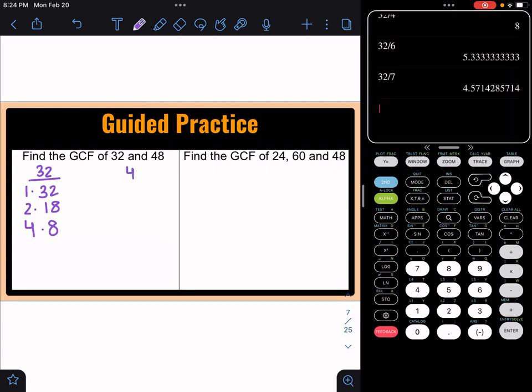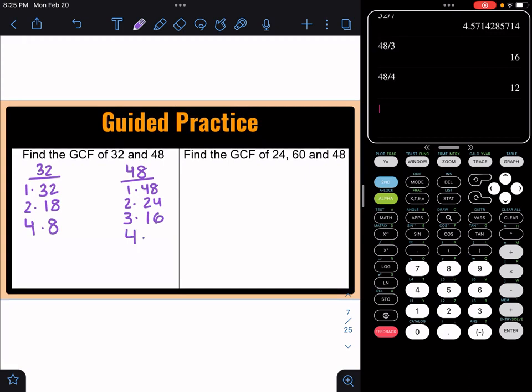Alright, let's try 48 now. 1 and 48. 2 and 24. Does 3 work? 48 divided by 3? 3 and 16. 48 divided by 4. 5's not going to work, I know, because 5 only works if the number ends in a 5 or a 0. 48 divided by 6. 6 and 8. Alright, so this means that our GCF is, I'm just going to double check, could it be 16? No, it couldn't. So our GCF is 8.